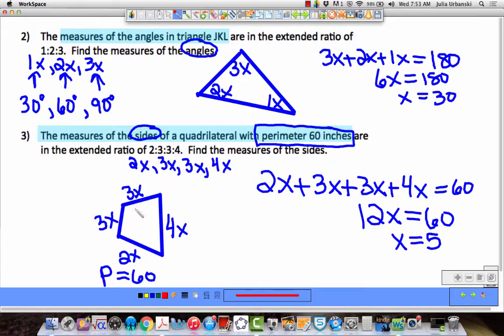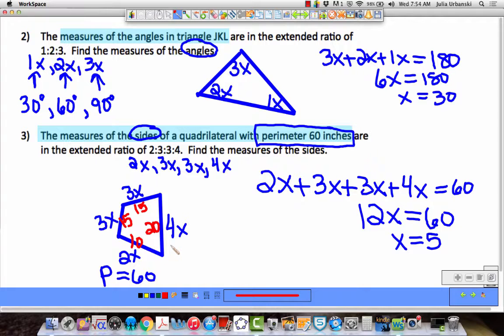So this side would be what? 15. What would this side be? X is 5, so what would this side be? 20. And what would this side be? 10. And this side would be? 15. If you add that all up, 15 plus 15 is 30, 20 plus 10 is 30. Together that makes 60, and we did it right.